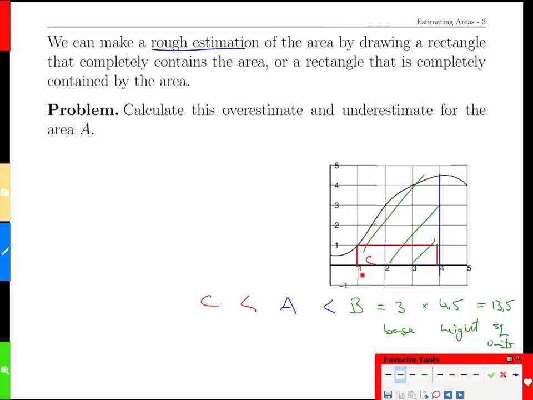And what can we do about C? Well, we can actually calculate C. That's why we like it. It'll be 3 for the base times 1 for the height, and that gives us 3 square units. So what we can say next is the area that we really want, the curved area, which is hard to find, can be bracketed by 3 square units and 13.5 square units. Now that admittedly is not a very narrow window. 3 square units to 13.5 leaves a lot of room. So what can we do to take this fundamental approach and make it more accurate?